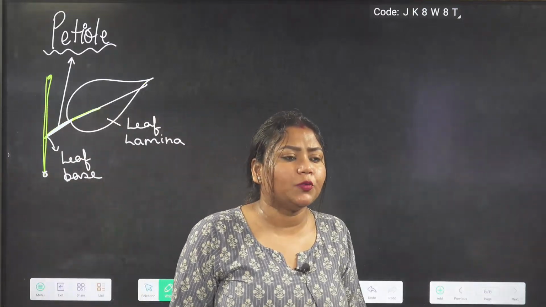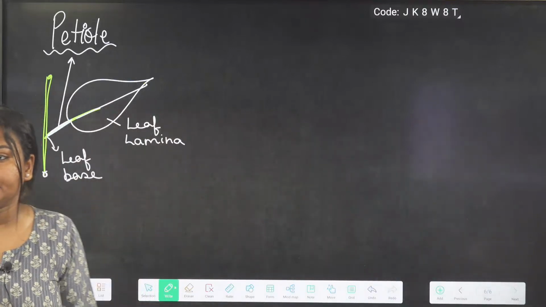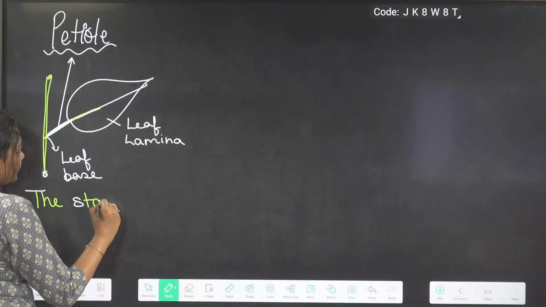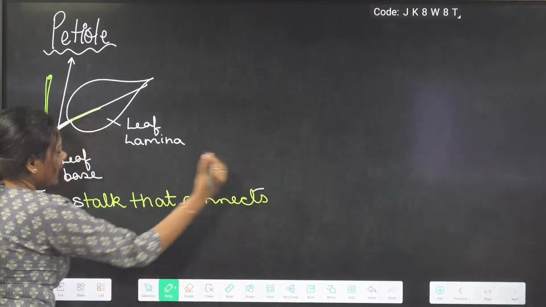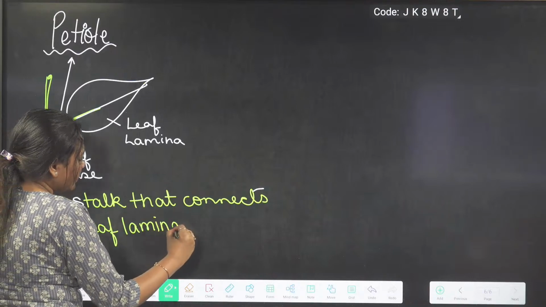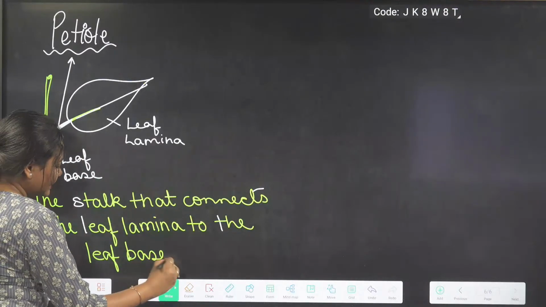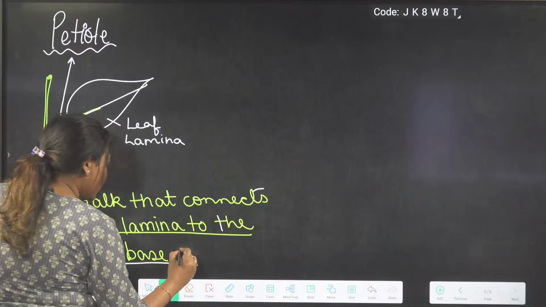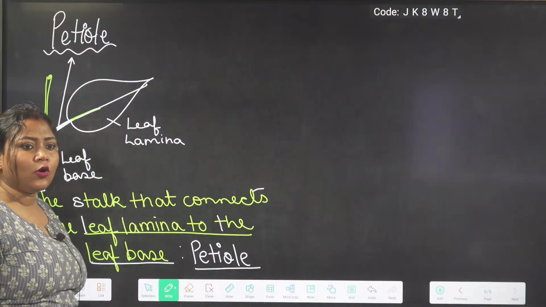Pulvinus is found in leguminous plants. It is the swollen leaf base. Okay? What is petiole? The stalk that connects the leaf lamina to the leaf base is known as what? Petiole. I hope it is clear.